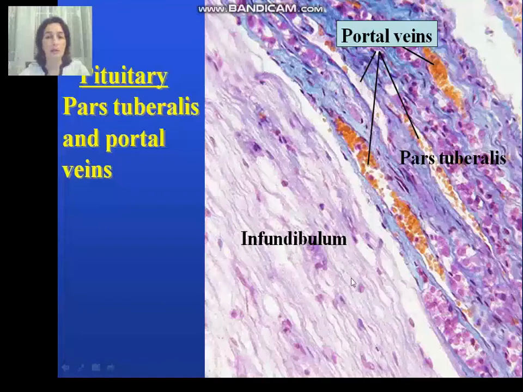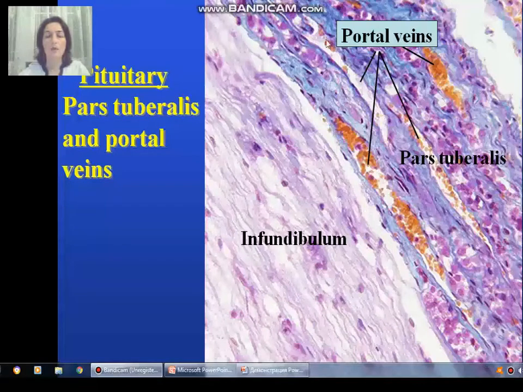Here we are looking at the infundibulum. Here we are looking at the stalk of the hypothalamus and hypophysis that connects them. Here is the portal vein, the section of the portal vein which contains blood cells. Through the portal vein, the hormones, we know, are transported from the median eminence to the adenohypophysis.